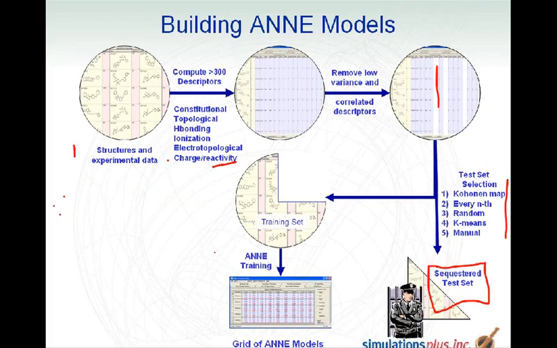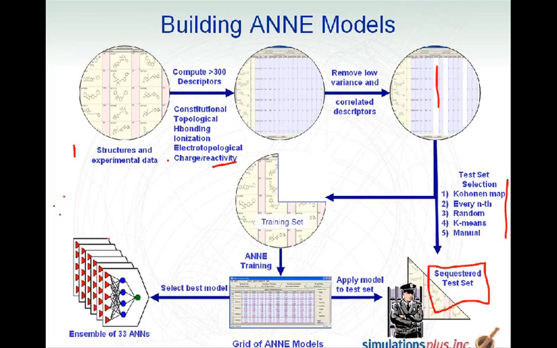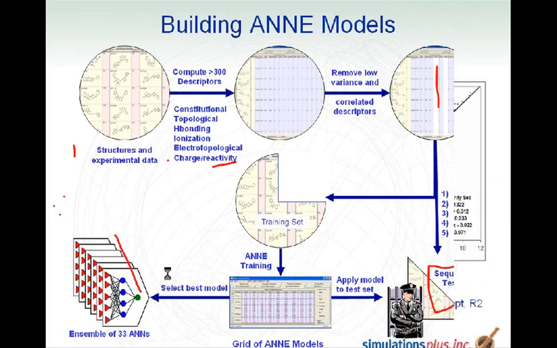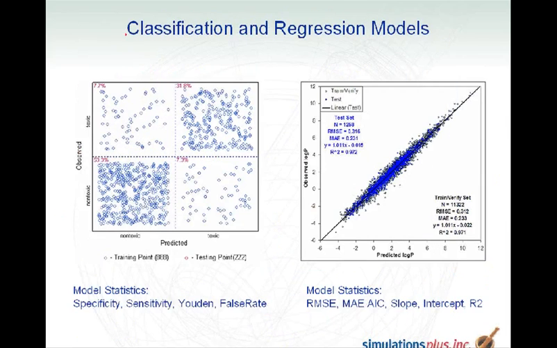Then we train the models based on the training set, building artificial neural network ensembles. Once the models are built, they're applied to the test set, and then we can compare the statistics of the test set and the training set in order to pick the best model. Our models are ensembles of 33 artificial neural networks. Two types of models are used in our toxicity module. One is a classification model and the other is a regression model.